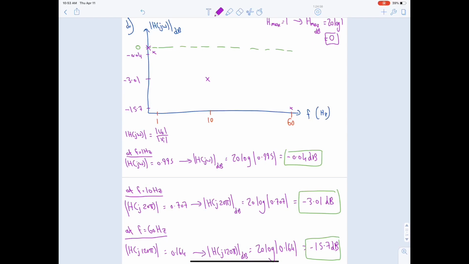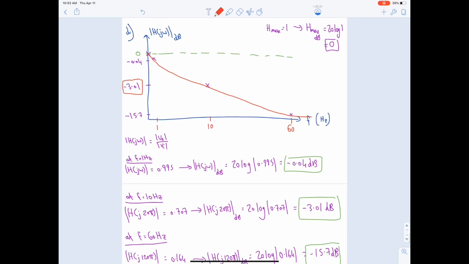Okay, now the sketch will be as follows, which mimics the behavior of a low pass filter, right? Now at the center frequency the magnitude in dB will always equal to minus 3.01. You can keep this in mind. Okay, I hope this is clear.